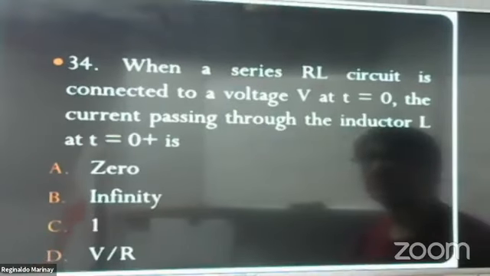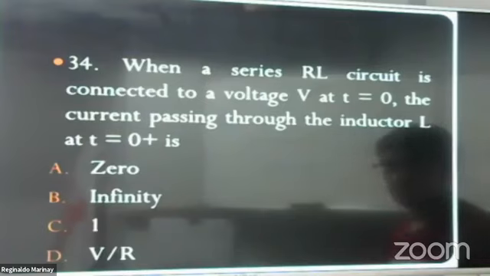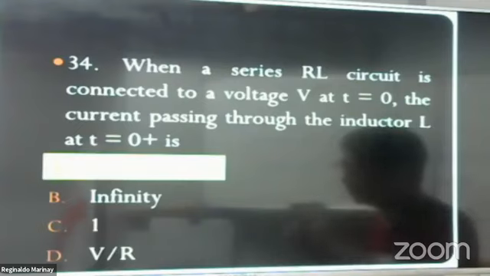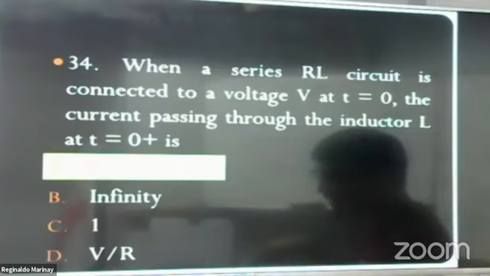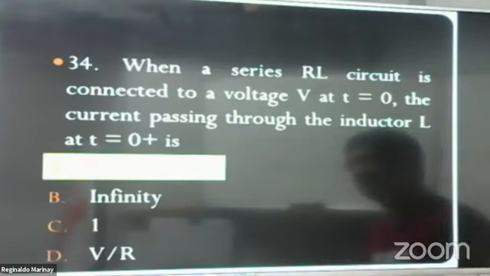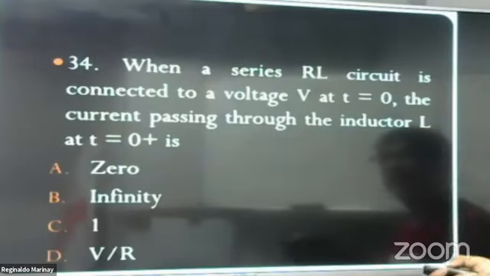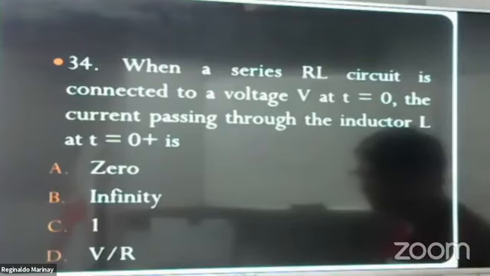When a series RL circuit is connected to voltage V at t equals 0, meaning that is upon switching, the current passing through the inductor is 0. Bakit? Open circuit, di ba? Upon switching, open yung inductor. Naalala nyo yung table kanina? Yun lang ang pagbabasihan nyo, masasagutan nyo na itong tanong na to. No? 0. Bakit? Siyempre, open nga ang inductor upon switching, di ba?